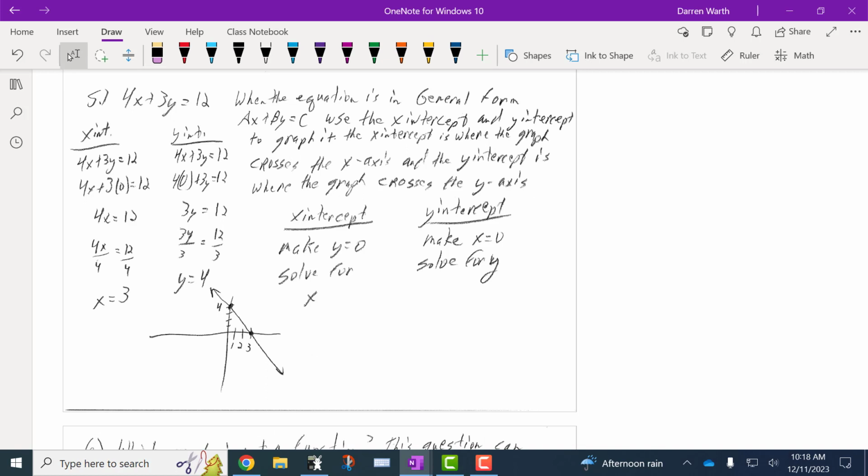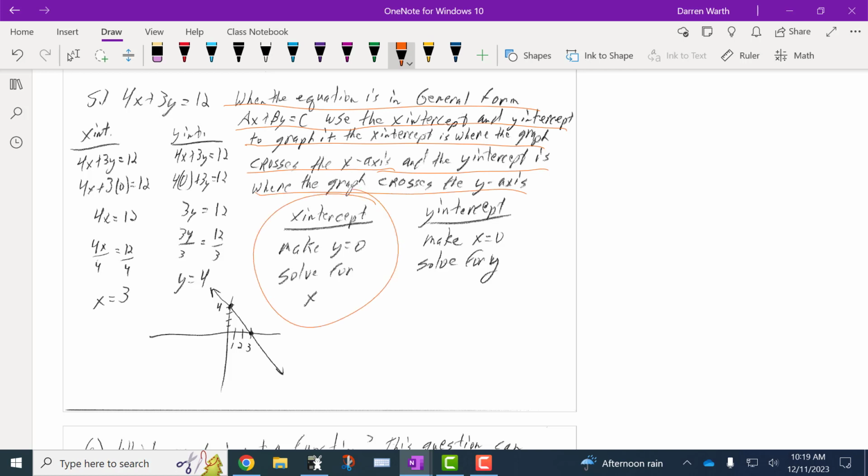Okay, on this next problem, number 5, we've got 4x plus 3y equals 12. Again, the directions on number 5 are just sketch the graph of the line. Whenever it's in this form, I want to remind myself that if it's in general form, ax plus by equals c, the easiest way to graph it is to use the x-intercept and y-intercept. The x-intercept is where the graph crosses the x-axis, and the y-intercept is where the graph crosses the y-axis.